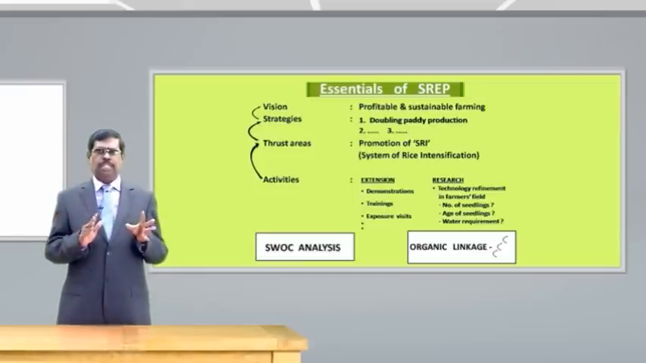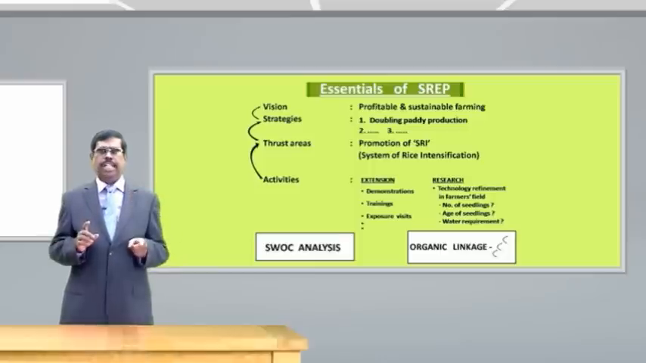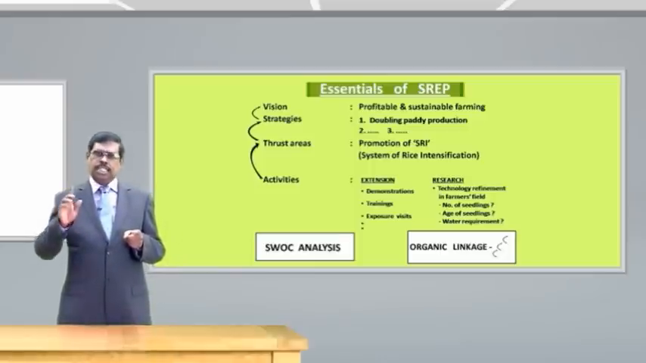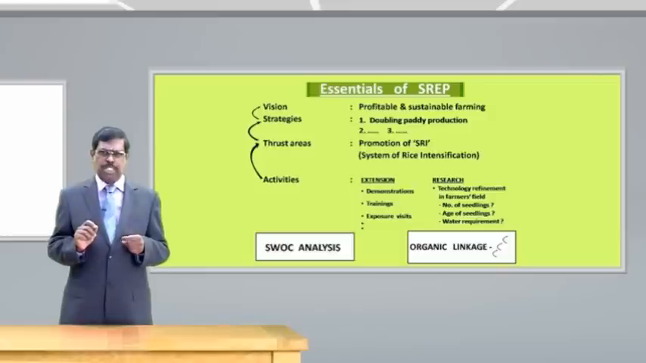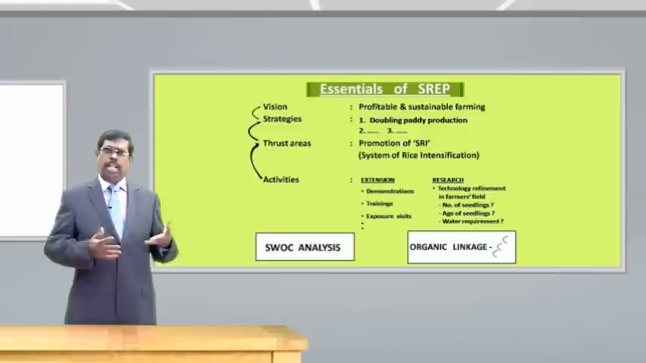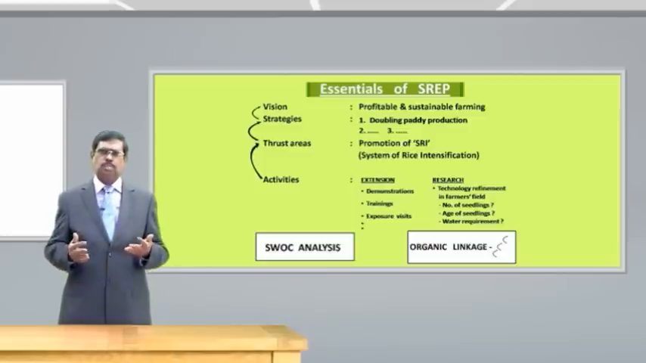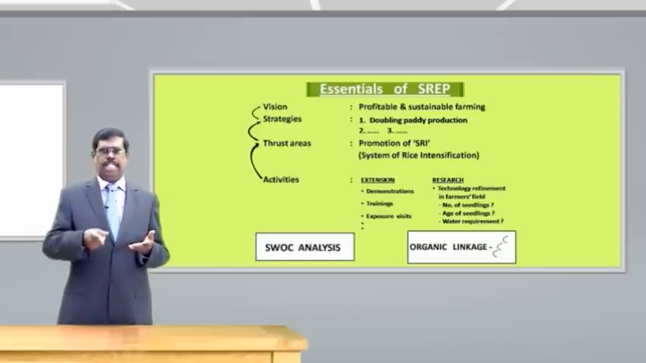In SREP we have 2 different kinds of activities. Number 1 is extension related activities and number 2 is research related activities. For example, we need to create some awareness, or create some conviction among the farmers on SRI. We need to go for demonstrations, conduct training programs, take some exposure visits, and give some radio or television programs. All these activities we have to do in order to achieve the thrust area.